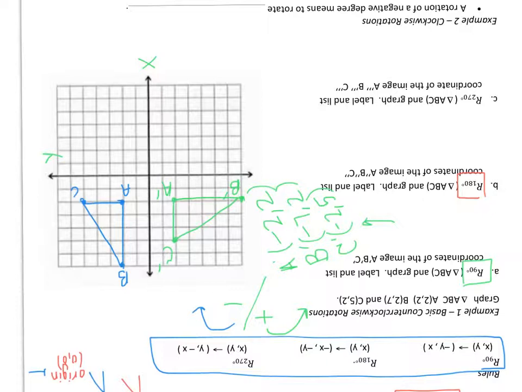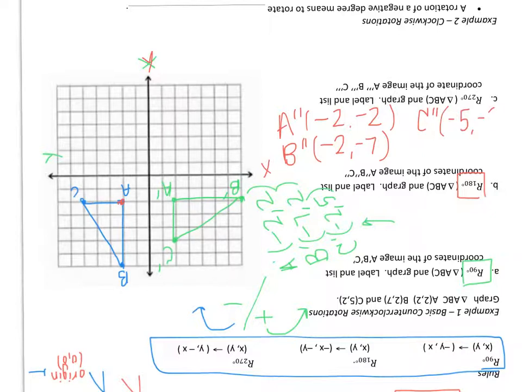So now again, I'm going to take this and look at it as a new XY axis. I'm going to look at this here as X and Y. So now A is over here, but that means that A double prime will be located at -2, -2. B double prime will be located at -2, -7, and C double prime will be located at -5, -2.